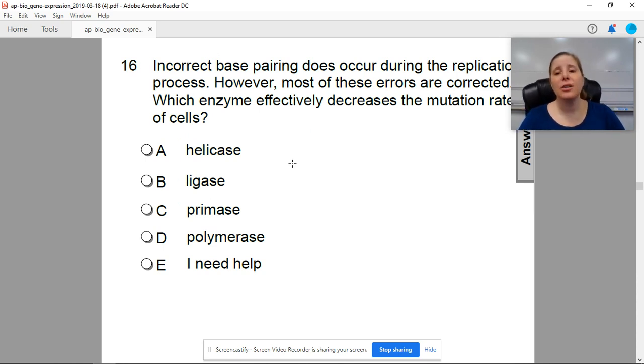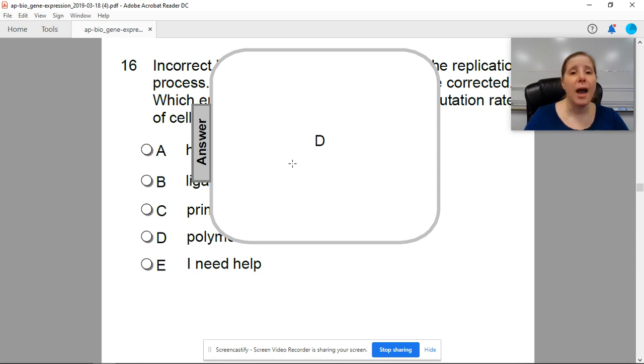Incorrect base pairing does occur during replication. However, most of these errors are corrected. Which enzyme effectively decreases the mutation rate? Helicase, ligase, primase, or polymerase? Which one do you think will help fix that? Did you say polymerase? Yeah. Polymerase is the one that's making the copies, bringing the right parts to where they need to be. So it's in charge of making sure there are no typos.